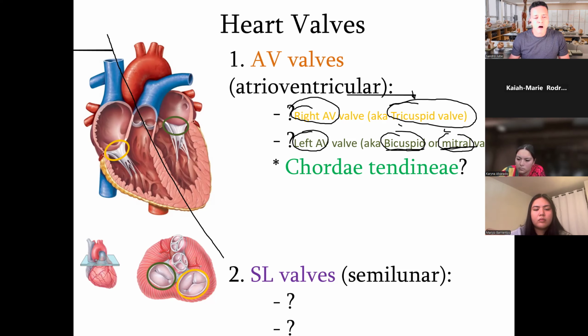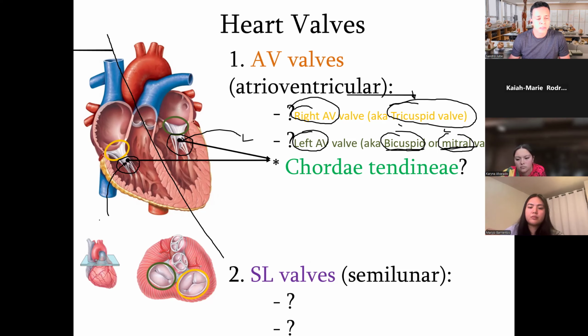And now the AV valves, they have these little strings right here, which helps with the opening and closing of the AV valves. These strings are what we call the chordae tendineae. And this chordae tendineae, they are bilateral. If I am pointing to these ones right here, these are the left chordae tendineae. If I'm pointing to these ones right here, these are the right chordae tendineae.